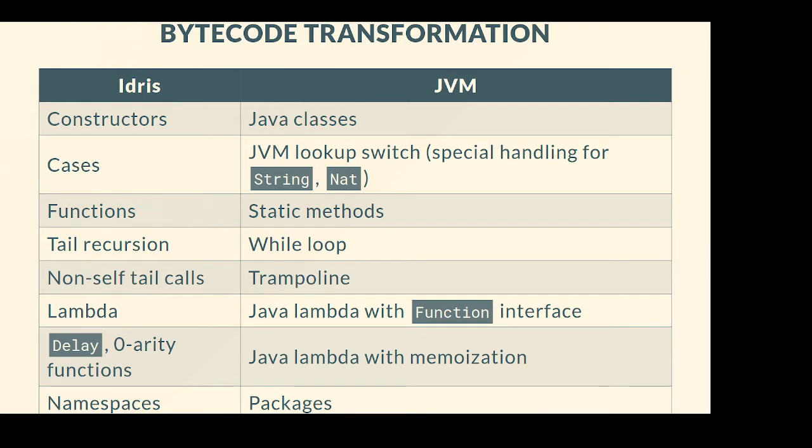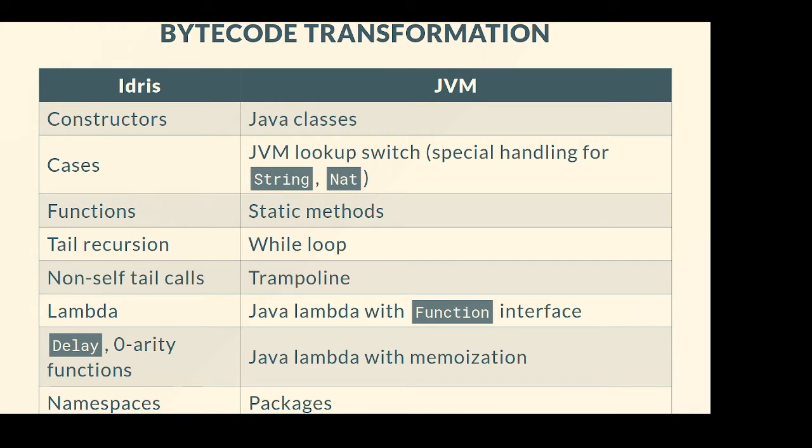And functions are compiled to static methods, and tail recursion, as I mentioned in the beginning, tail calls are optimized. Of course, JVM doesn't support tail calls, so tail recursion is eliminated using a while loop equivalent in the bytecode. It uses the JVM goto instruction, which is basically equivalent to a Java while loop. And then other tail calls are optimized using trampolines.